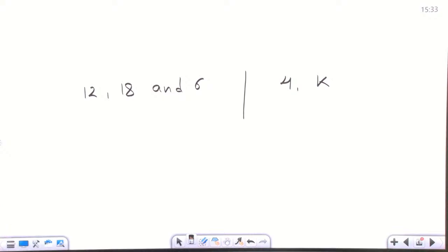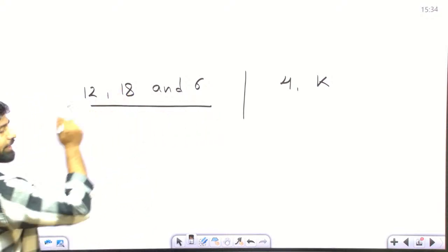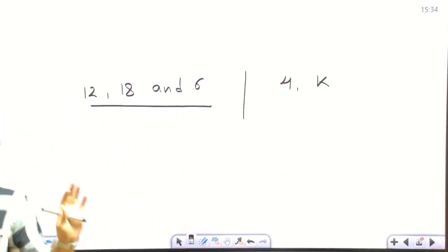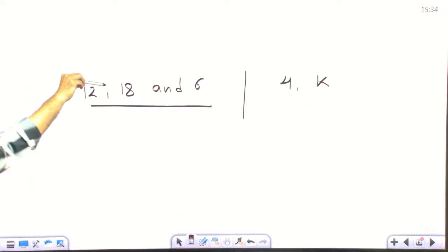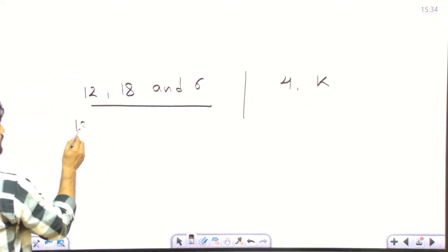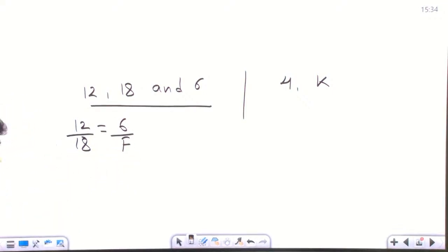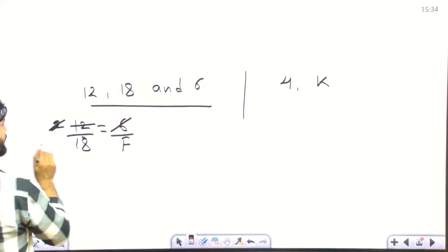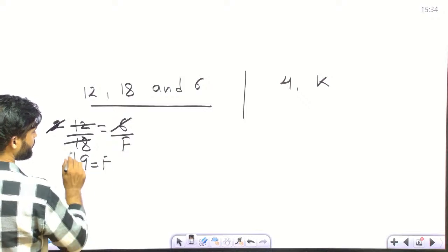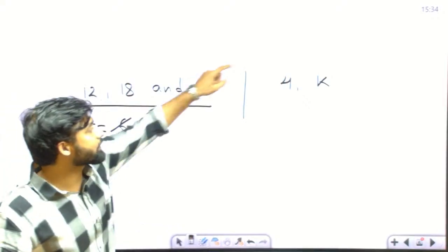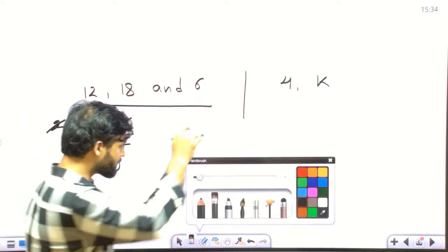So he is simply saying, look at the board. Don't worry, I will make you understand. He is simply saying the fourth proportion to 12, 18 and 6 will be the third proportion to 4 and k, and then we have to find out the value of k. This is the question only. First of all, let's find out the fourth proportion to this. Fourth proportion will be 12 by 18 by, let's take it f for any variable, 6, 2 and 2, 9. The value of f is 9, and this 9 is the third proportion to that particular series.